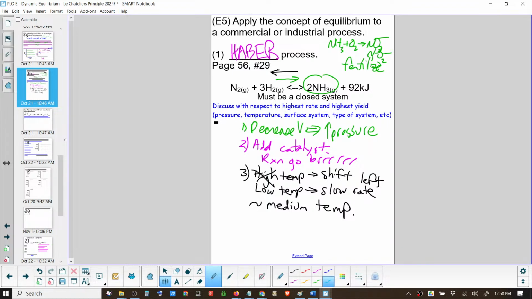Which group hadn't got it? What did your group say? Anything else to add? Not really. We had increasing pressure. Okay. Anything else anybody can think of to do? Increase concentration.